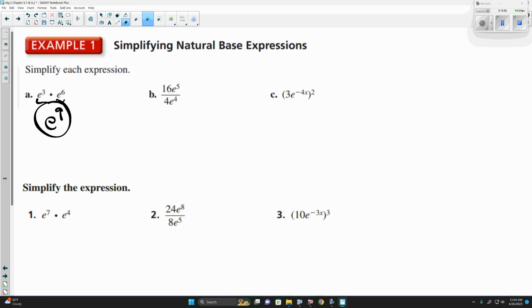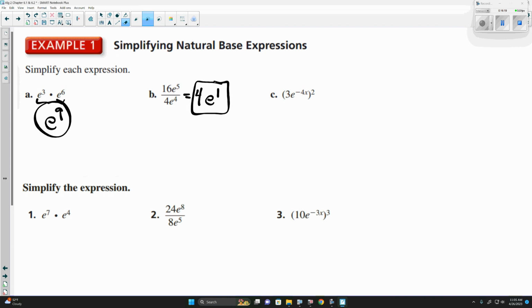When we look at this one here, 16 divided by 4 is? Now, when we divide like bases, we don't add. We subtract the exponents. So 5 minus 4 is 1. So it'd be e. If we wanted to type this into a calculator, we would have to do 4e to the first. The calculator needs an exponent for e, no matter what it is, even if it's 1.